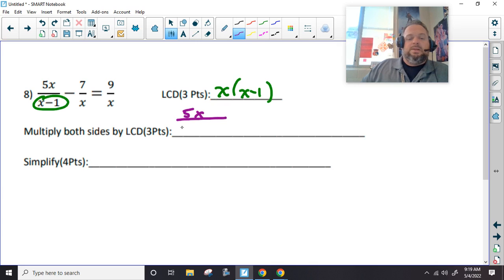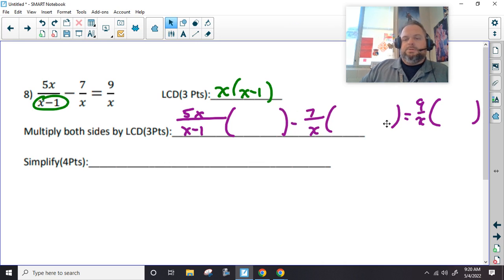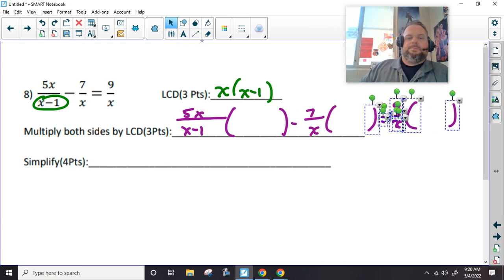Remember, the goal is to kill the fraction. Kill the fraction, kill the fraction. I'm an opera singer. Need more space to write my answers. And there we go.